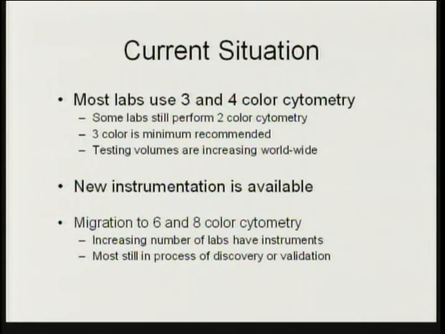So what is the current situation out there in the community in terms of the way flow cytometry is performed? Well, most laboratories in the community currently do what we call 3 and or 4 color flow cytometry, meaning they're able to evaluate the expression of 3 or 4 antigens simultaneously on abnormal populations of cells. There are still some laboratories out there that are performing 2 color flow cytometry, despite the fact that the consensus recommendations from the mid-90s indicate that this type of work requires at a minimum 3 color flow cytometry.